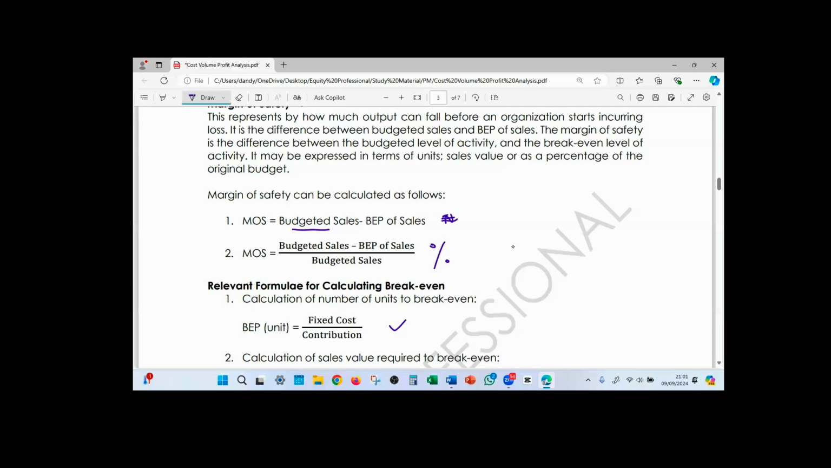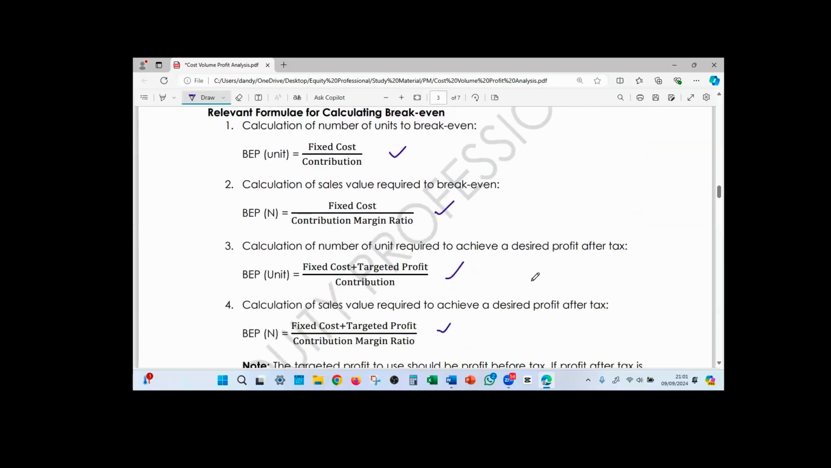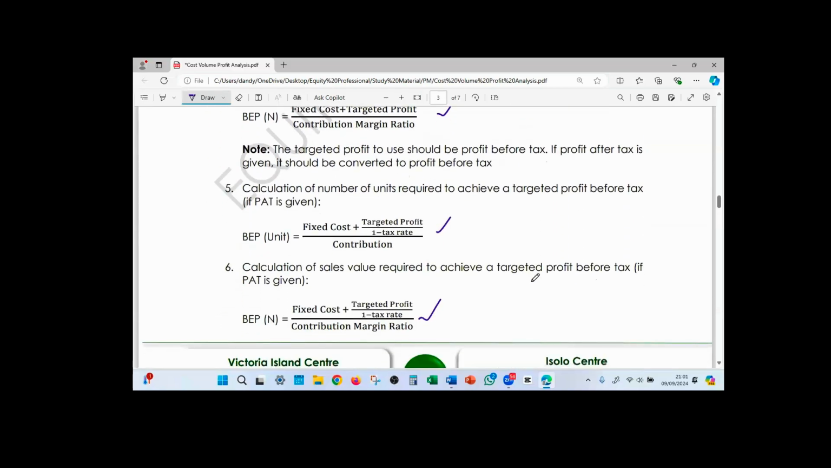It is also possible the examiner may want you to determine margin of safety in units. Okay, so it will now be budgeted sales units minus break-even points in units. So that will give you the margin of safety in units. All right, so that is that. I think all the relevant formulas we have talked about them.